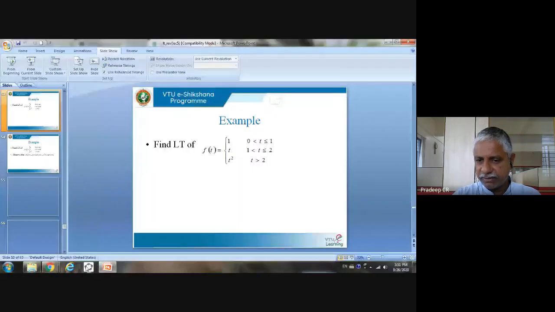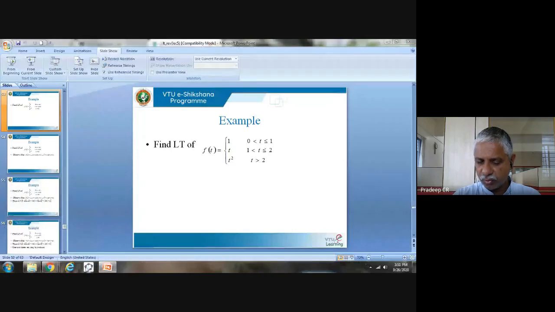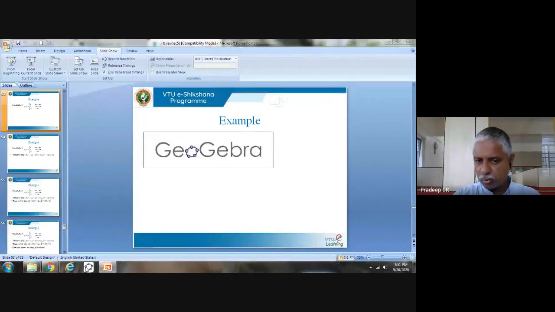It's not very difficult, I'm sure you know it. From t from 0 to 1, the function value is 1. And from 1 to 2, the function is t, and from 2 onwards the function is t square. So let me show you the plot of this graph.